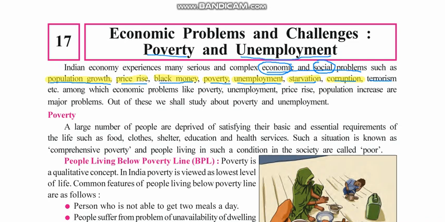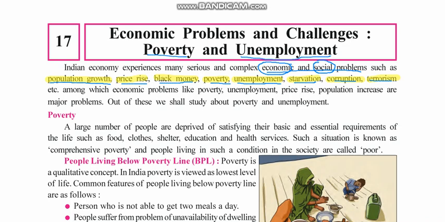Corruption, we know about this. In the definition of the UN, it says that the use of public position for private benefit is termed as corruption. Corruption means bhrashtachar. Next is terrorism. Terrorism means atankwad. So these are some of the problems with which India is fighting right now.